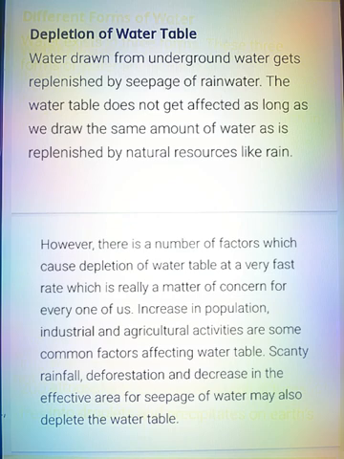Depletion of water table. Water drawn from underground water gets replenished by seepage of rainwater. The water table does not get affected as long as we draw the same amount of water as is replenished by natural sources like rain. However, there are a number of factors which cause depletion of the water table at a very fast rate, which is really a matter of concern for every one of us. Increase in population, industrial and agricultural activities are some common factors affecting the water table. Insufficient rainfall, deforestation and decrease in the effective area for seepage of water may also deplete the water table.